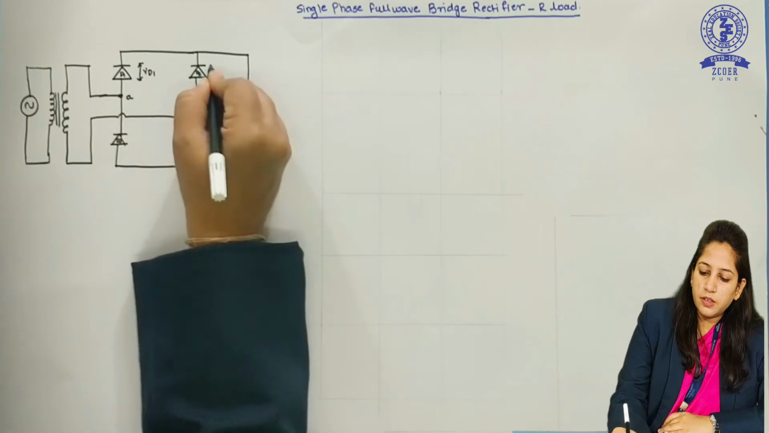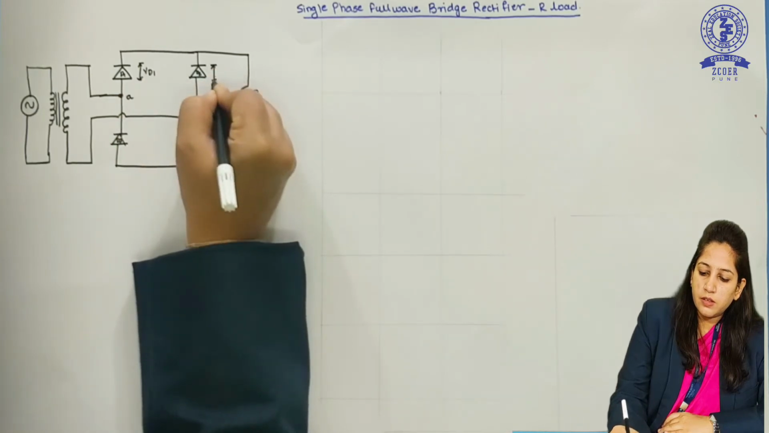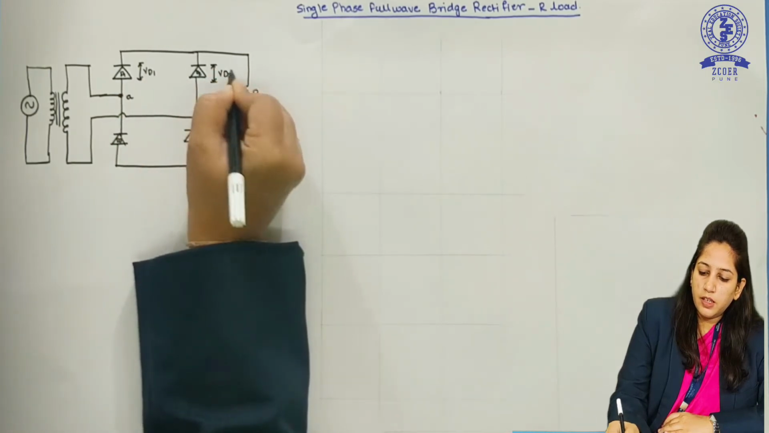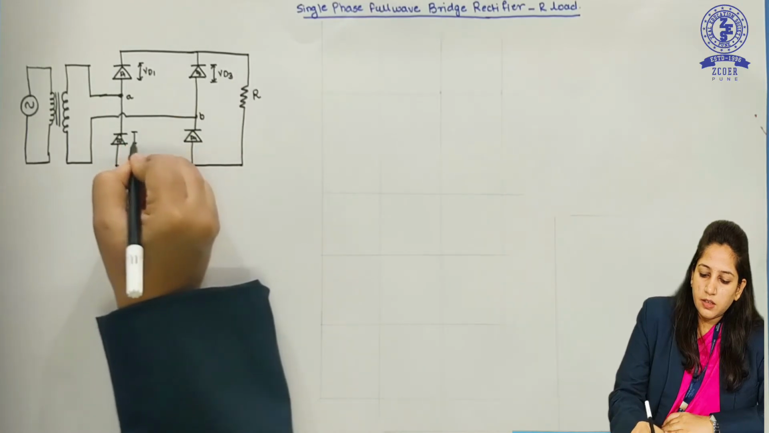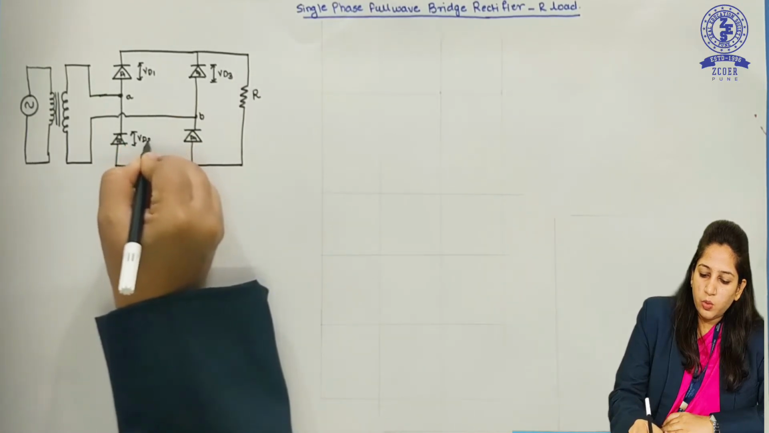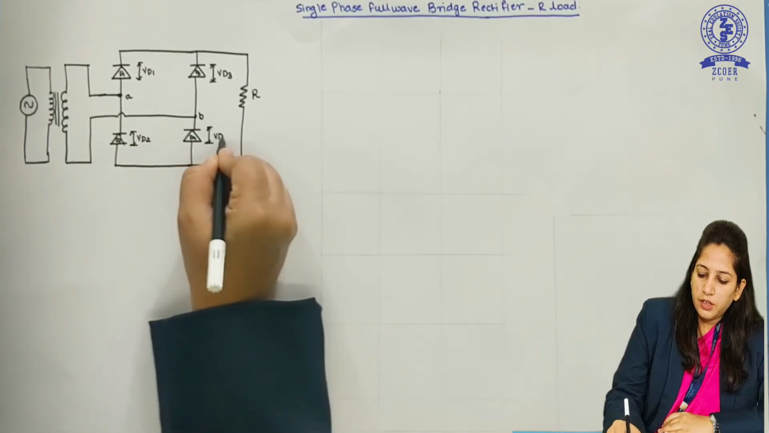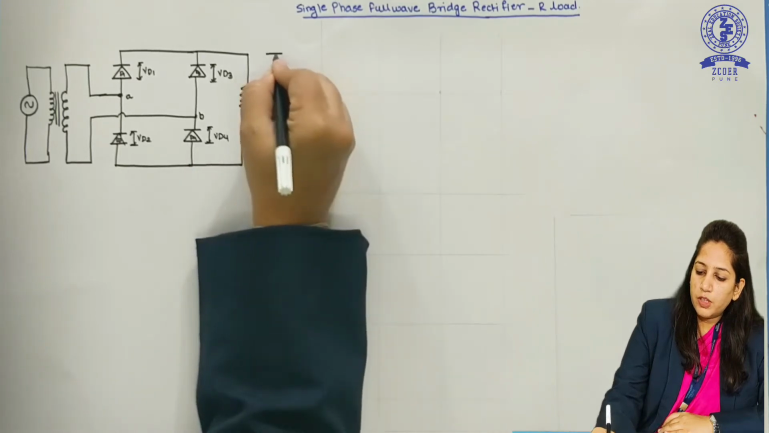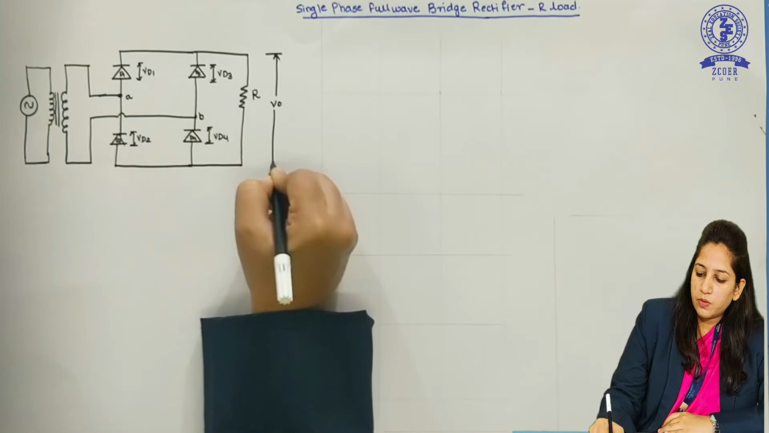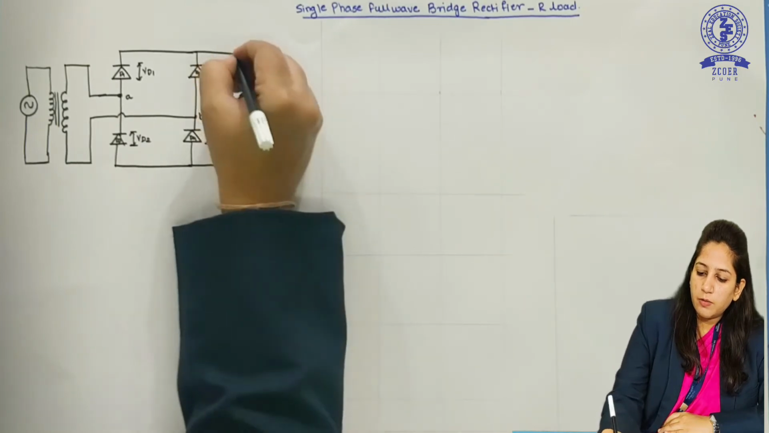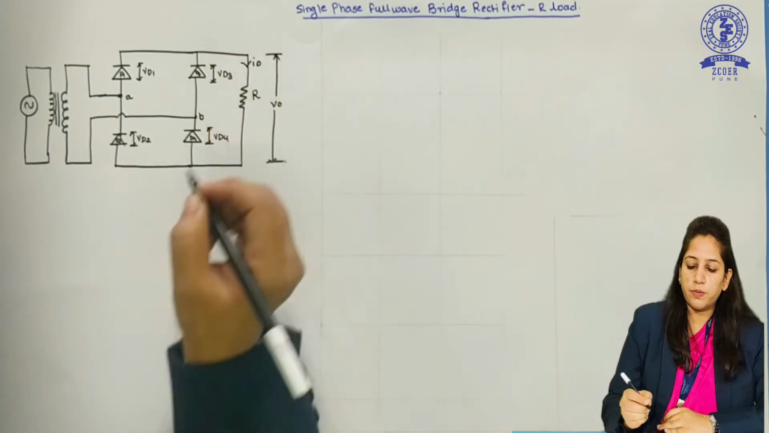VD1, VD3, VD2 and VD4. Output voltage here will be V0. Okay, and current flowing through this will be IO.